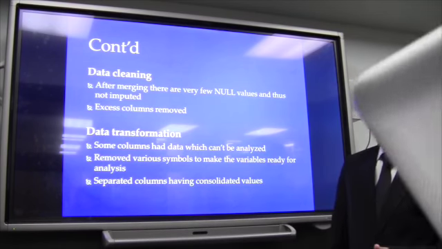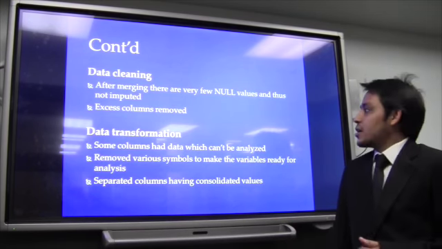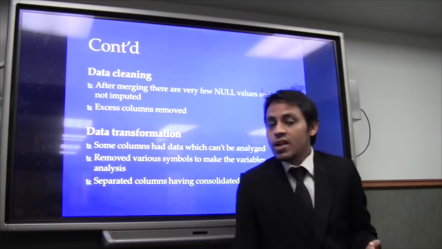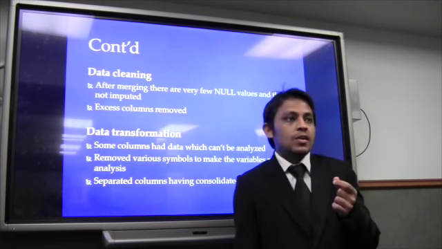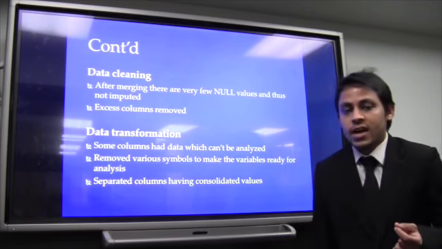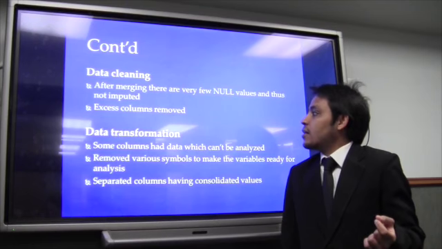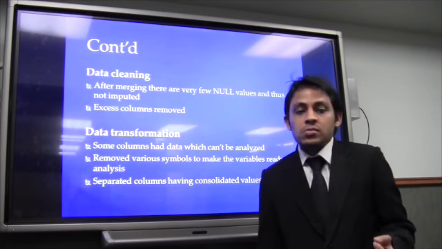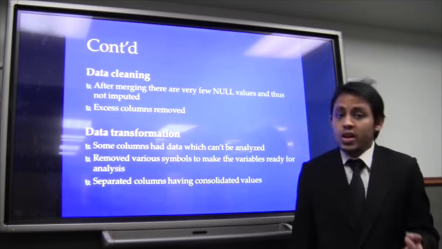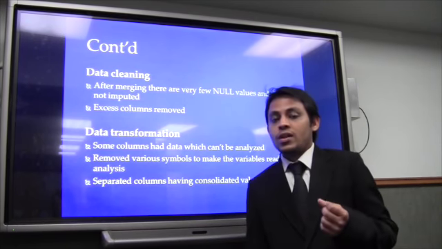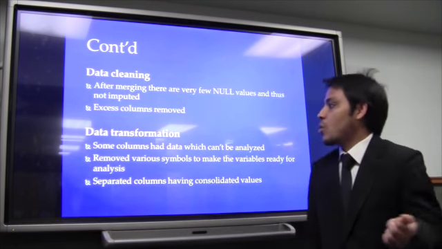For cleaning the data, after merging, we found that there are very few null values. Those null values were not required that much and were insignificant, so we left them like that. And there were excess columns after merging. Those columns were also removed because they can put some holes in the model analysis and the accuracy of the model.